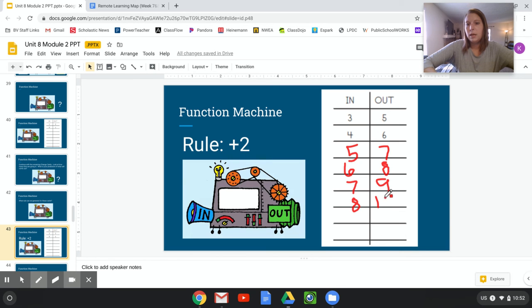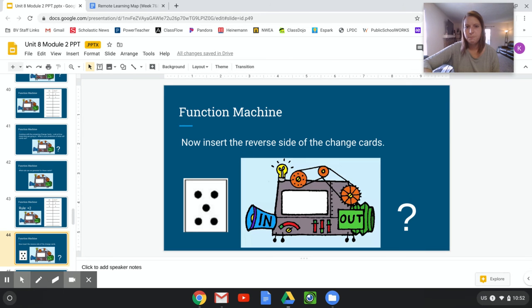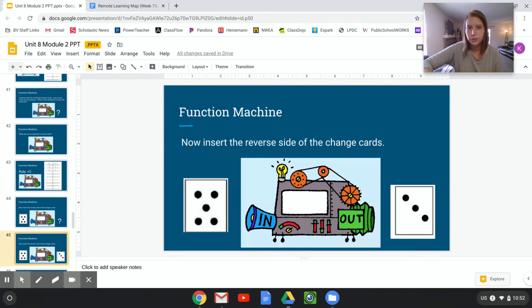All right, we'll stop there, but you guys can get the idea. You could make your own chart like this, whatever you want to do to practice some of those. All right, now, what if we go backwards and we change things to the reverse? So if I put 5 in, you can see the 5 here. If I put 5 in, 3 comes out.